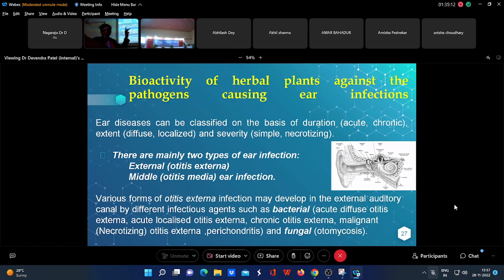This was the dental caries pathogen. This is against the ear pathogens.